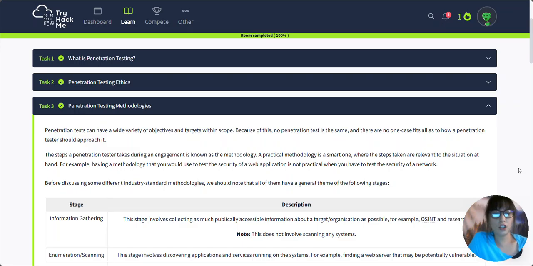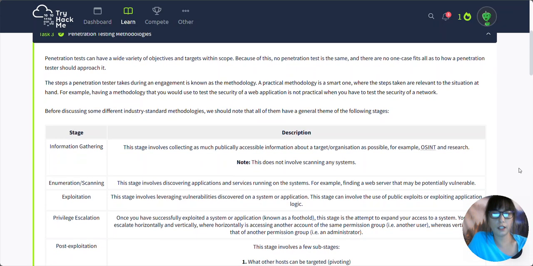This stage involves collecting as much publicly accessible information about a target or organization as possible. For example, OSINT and research, which stands for Open Source Intelligence. The enumeration or scanning stage is a stage that involves discovering applications and services running on the systems. For example, finding a web server that may be potentially vulnerable.